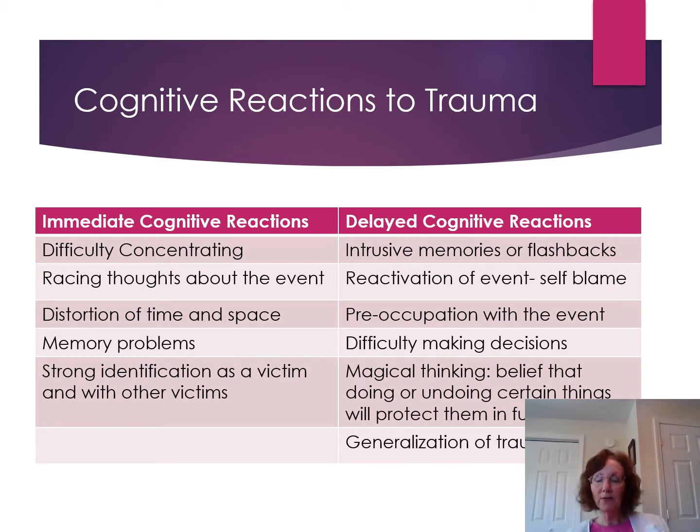The delayed cognitive reactions that happen could be intrusive memory or flashbacks, self-blame in the event, preoccupation with the event, always talking about it, always thinking about it, difficulty making normal everyday decisions, magical thinking, belief that doing certain things will prevent the trauma from happening again in the future, and a generalization of the trauma. We see that the trauma is then generalized and it almost starts to be normalized.